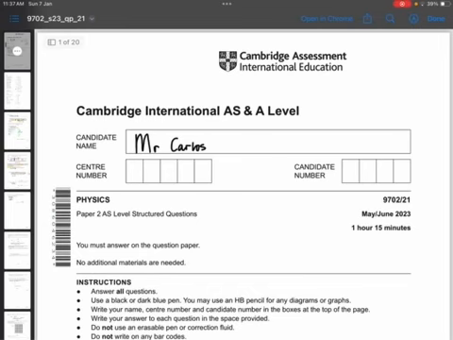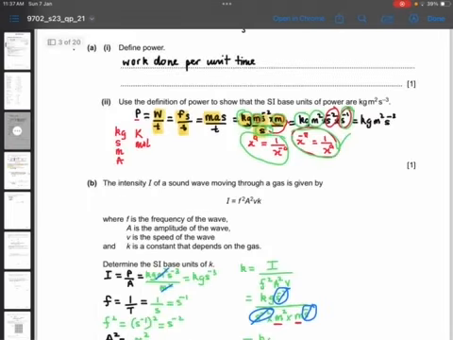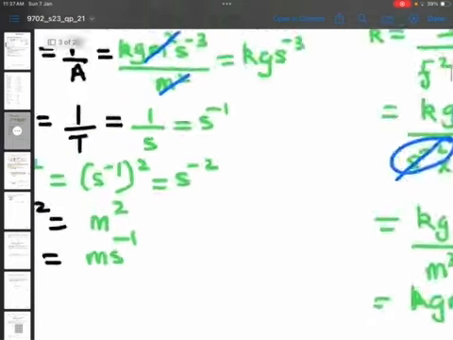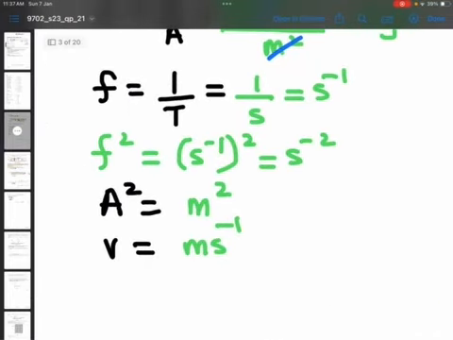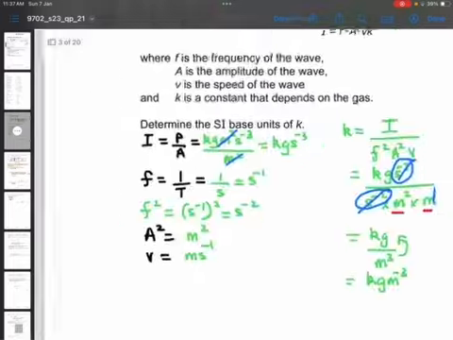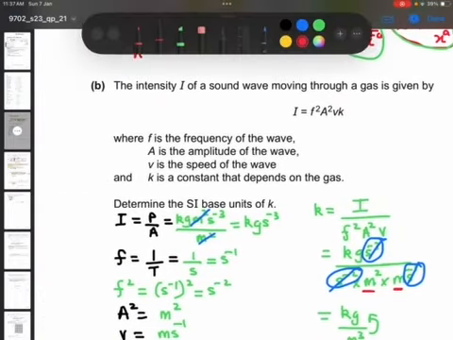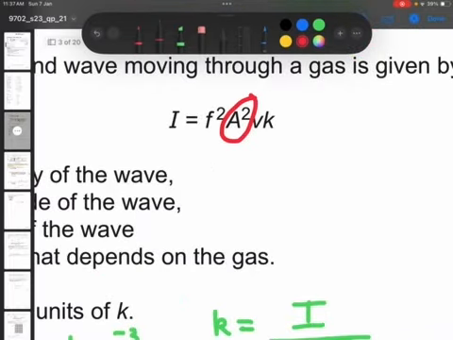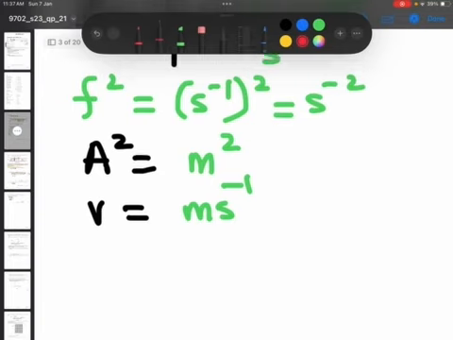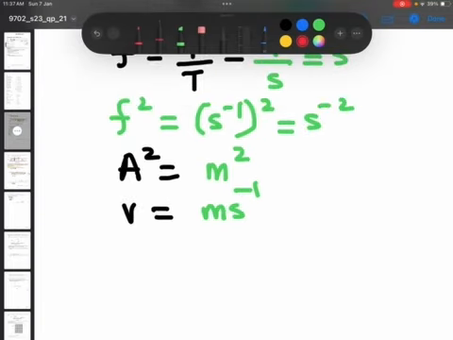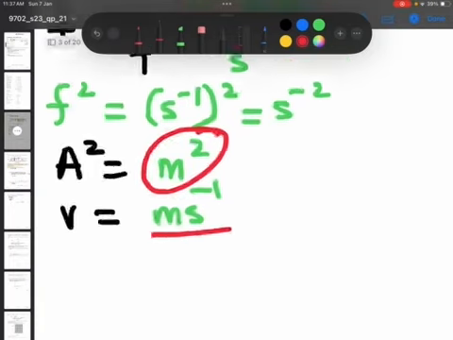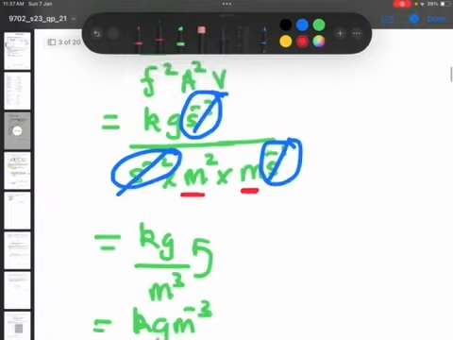We also want to know the SI base units for amplitude. The A here is amplitude, and if A is amplitude, we want to know the SI base units for amplitude squared. Where A is in meters, it is meters squared, like that. Then the SI base units of speed is meters per second. We know this, we don't need to waste time looking for that.